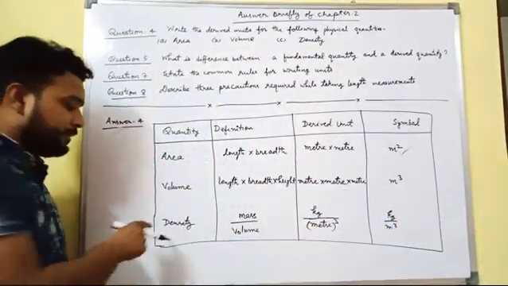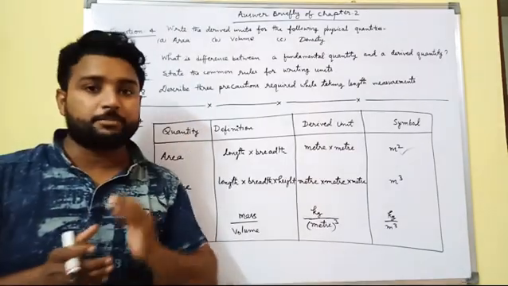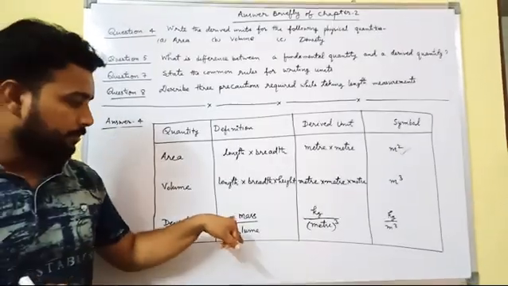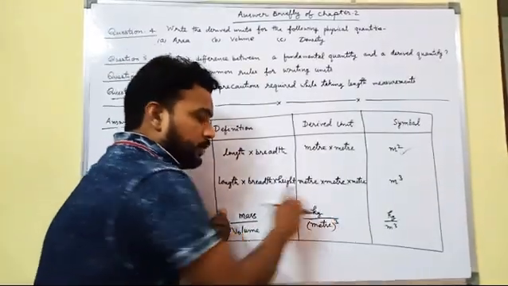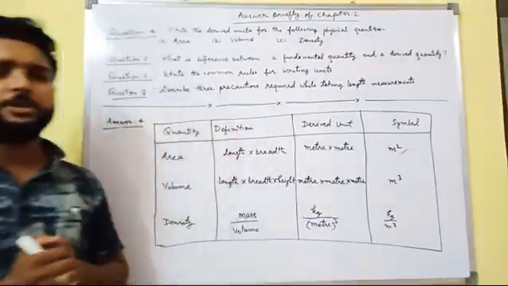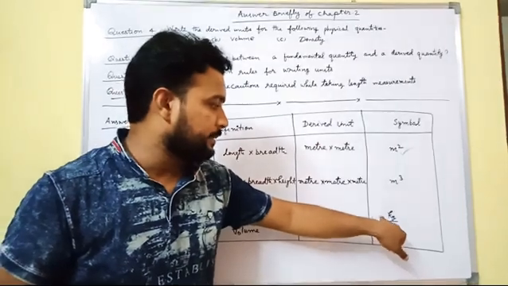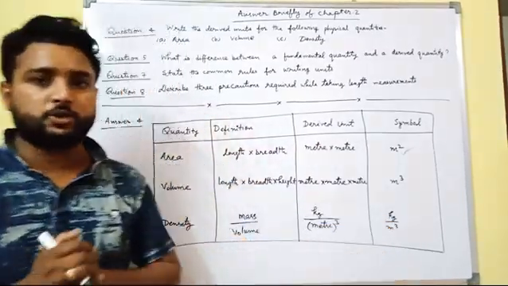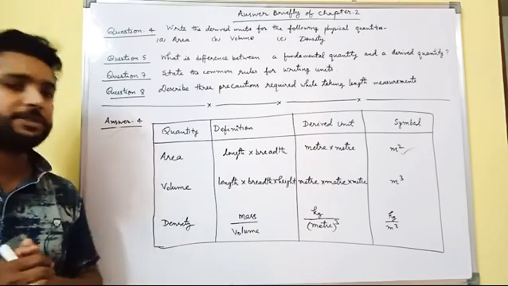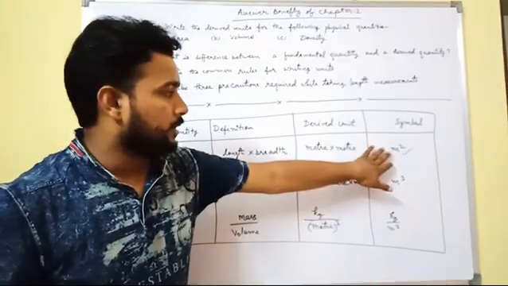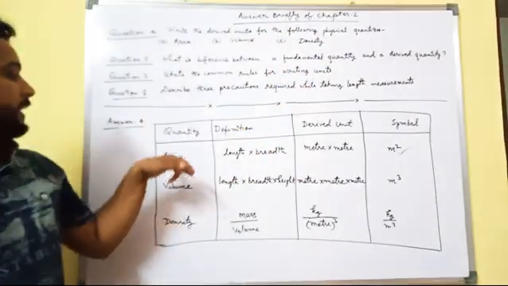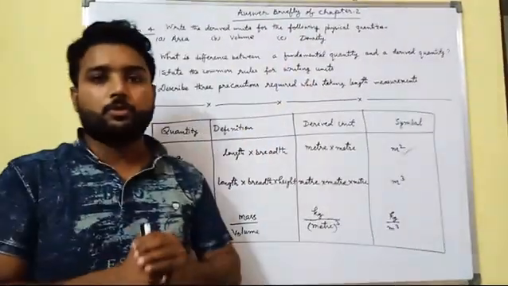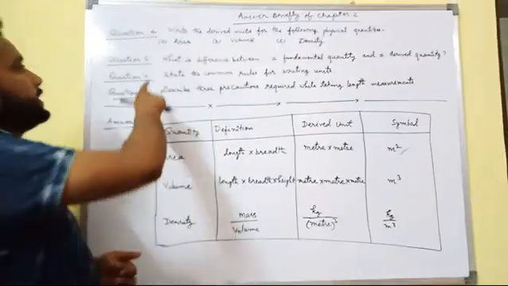Now, density is defined as mass per unit volume. So we have mass upon volume as the definition, and the unit of mass will be kilogram in the SI system, and the unit of volume will be cubic meter. So we can write kg per meter cube. Kg per meter cube is the SI unit of density, and these are the derived units of the physical quantities area, volume and density. Now we will discuss the next question, question number 5.